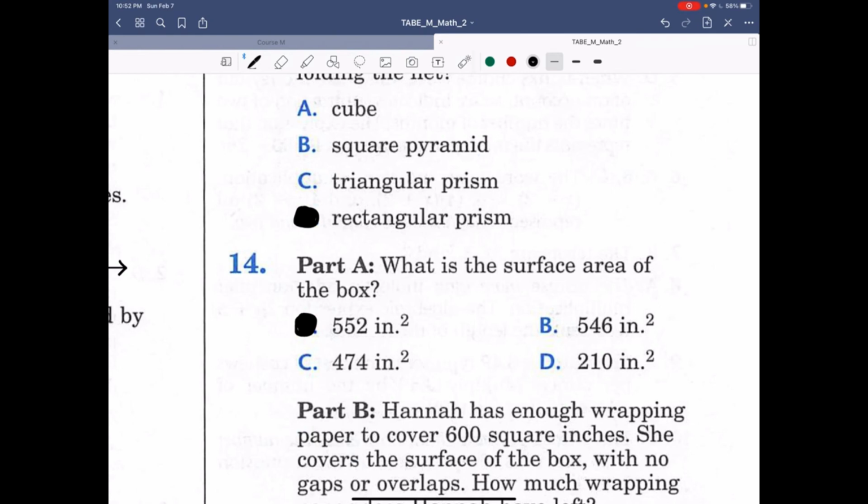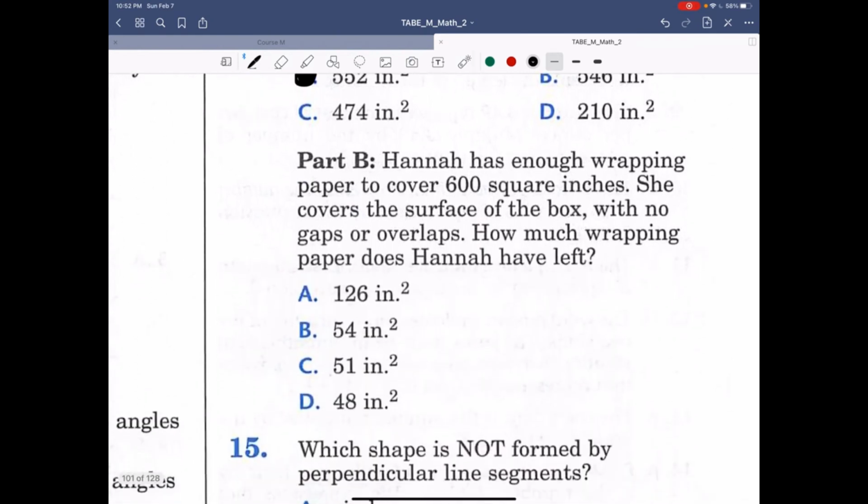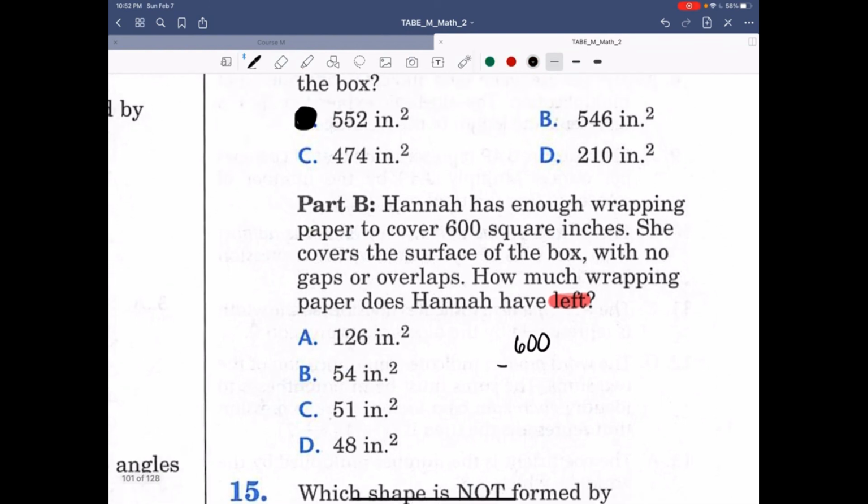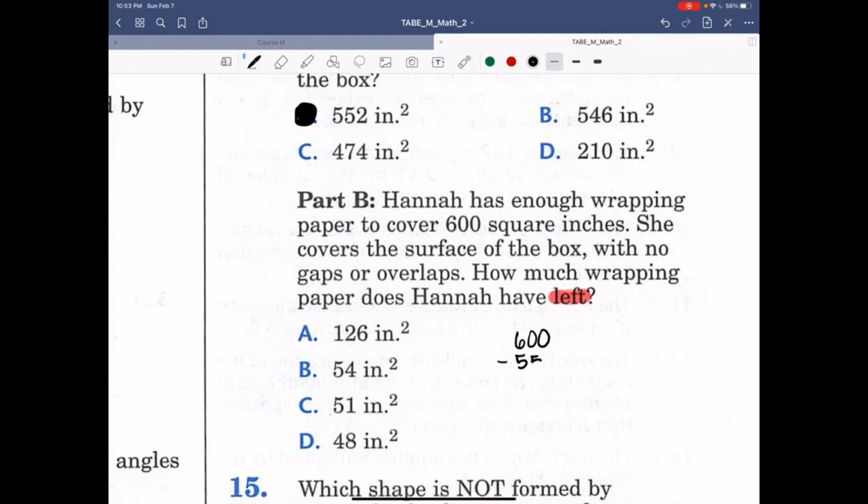And then part B. Hannah has enough wrapping paper to cover 600 square inches. She covers the surface of the box with no gaps or overlaps. How much paper does Hannah have left? That is a subtraction word problem. So 600 minus 552 is 48. So for part B on number 14, I like answer D.